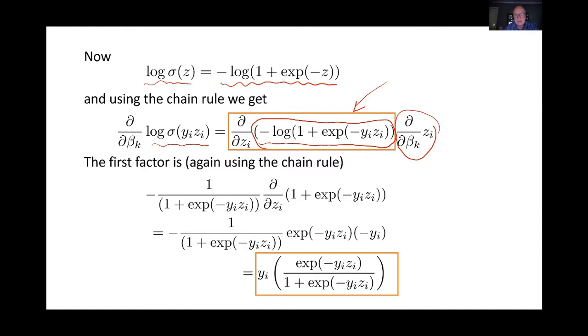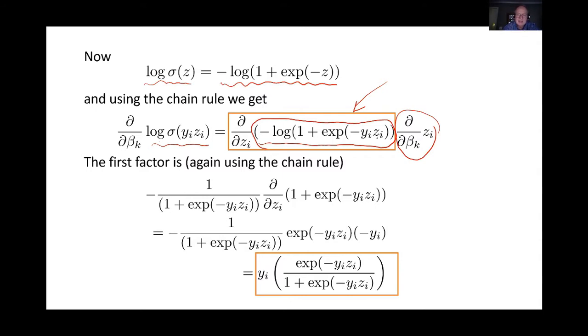So let's do the two pieces here. Let's do what's in the box first. The other one is simple, and we'll do that later on. This again is a composite function composed of the log function. Inside the log function, we have 1 plus the exponential, and then inside the exponential, we have the function minus yi times zi. So it's a function of zi, composed of three functions. Let's see what we do here.